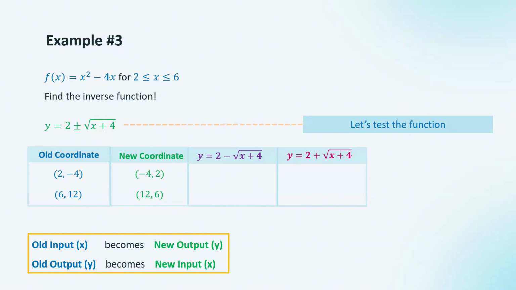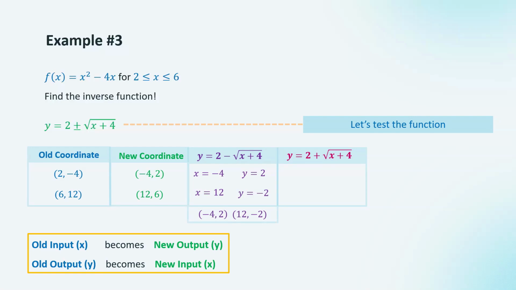Simple. We just need to input the x values that we got from the new coordinates. So the new coordinate says that if x is equal to negative 4, the y should be equal to 2. Now, is that correct in the first function? It is. How about the second coordinate? If x is equal to 12, it's going to be minus 2. So these are the coordinates that we got. Unfortunately, it's not the same as the new coordinate that we should be getting. So this one is not correct.